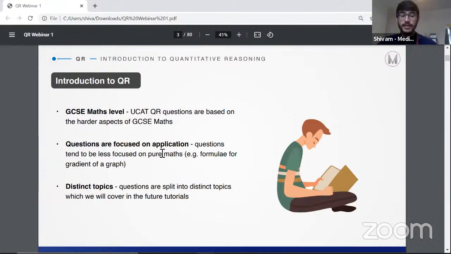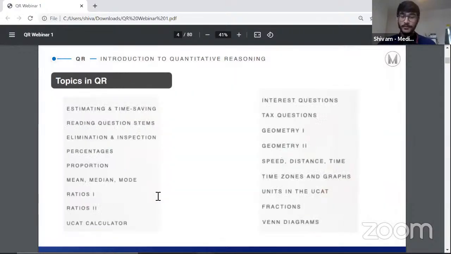The questions are really focused on application. So it's more about how you can apply your maths, your mental maths, to solve the question. It really is that combination of mental maths and problem solving. That's how I would summarize quantitative reasoning. And there are lots of different topics in the quantitative reasoning section. I think that's why students find it very challenging, because lots of different questions can come up. I think I've got that on the next slide.